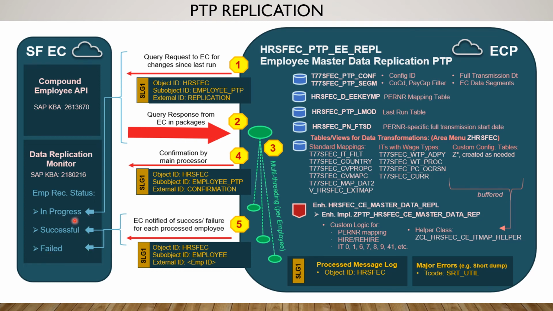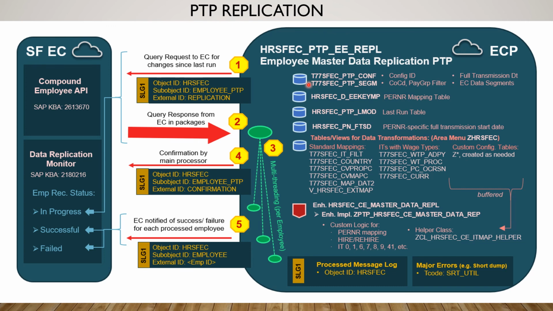In the data replication monitor, we have three different statuses: in progress, successful, and failed. In progress means the replication has been sent to the ECP system, but no confirmation has been received. Successful means data is sent from EC to ECP, and the update has happened successfully. Failed means it sent the data, but it failed to update on the ECP side. So this is the PTP replication architecture. This is again a standard solution by SAP, using different mapping tables and basic authentication and other things you need to look into.